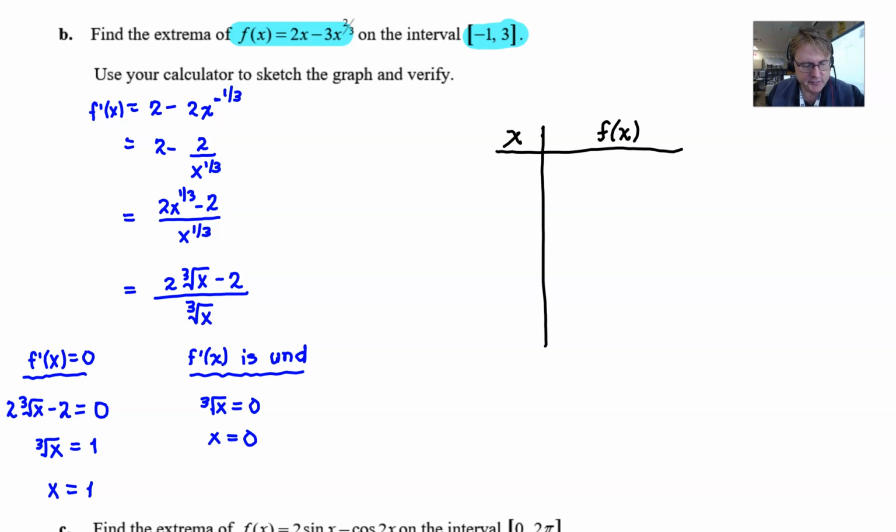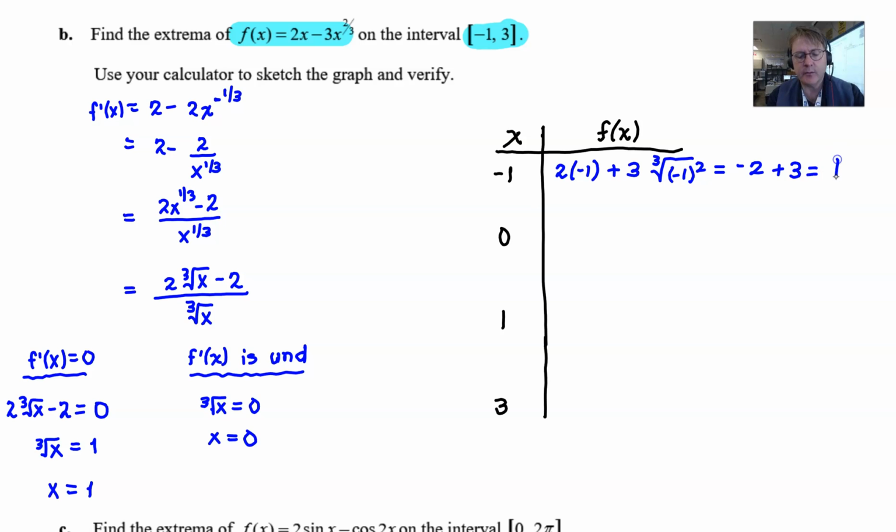So we are going to check values in no particular order. I'll just go numerically here, -1, 0, 1, and 3. And we are going to plug those into the original function. So we have 2 times -1 plus 3. And I tell you what, for this x to the 2/3, I think what I'm going to do is call that 3, the root, and the power will be the 2, and that might make it a little bit easier for us to interpret this. So what we have here is -2, of course, and then this -1 will be squared, becoming a +1. When we cube root that, we're going to get +1. 3 times 1 is 3. So no arguments here. We're going to get 1.